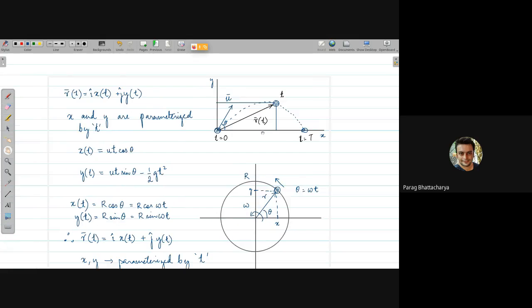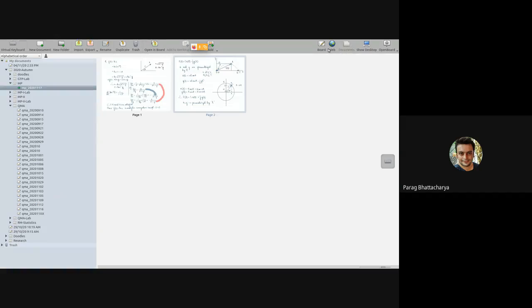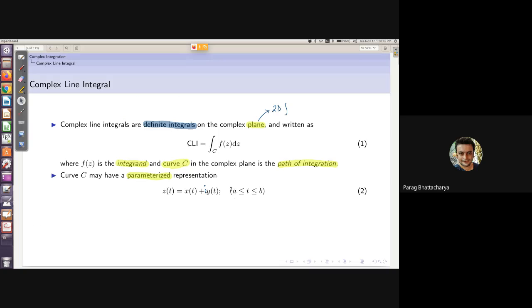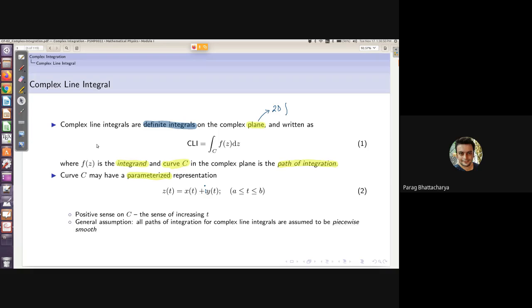In the case of the parabolic motion, what is the value of t? The value of t lies between 0 and capital T, which is the total time of flight. So this is a and this is b. Whatever the parameter is, that parameter has a lower bound and an upper bound. So this is the lower bound and this is the upper bound, a and b. This is what we are talking about here.